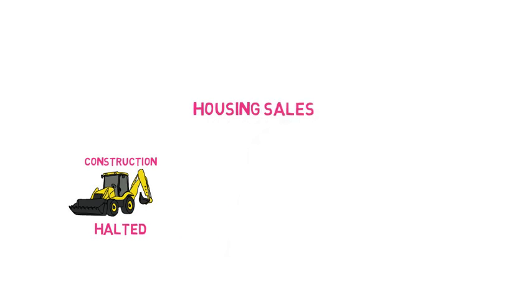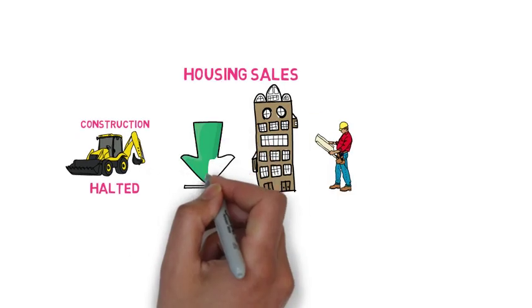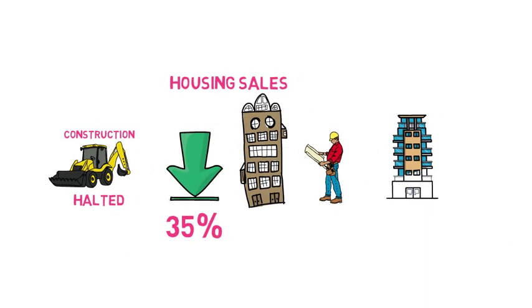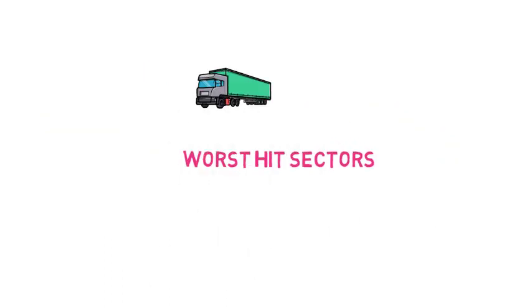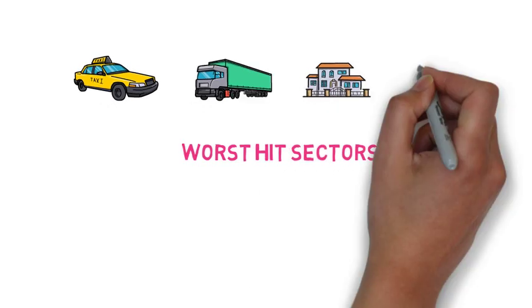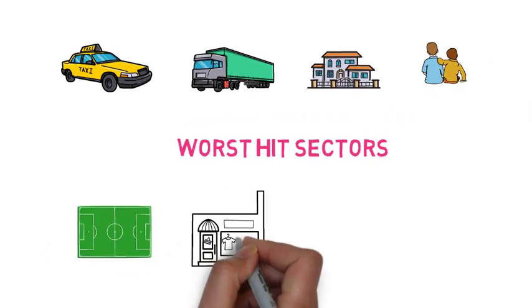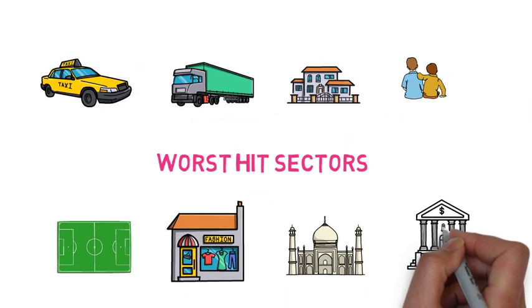Housing projects are delayed and construction has come to a complete standstill. Housing sales dropped by 35% and commercial space demand may shrink by 30%. A FICCI report states more than 50% of businesses are affected by the lockdown. Transport, travel, tourism, hotel, sports, entertainment, financial sector and retail are the worst hit sectors.